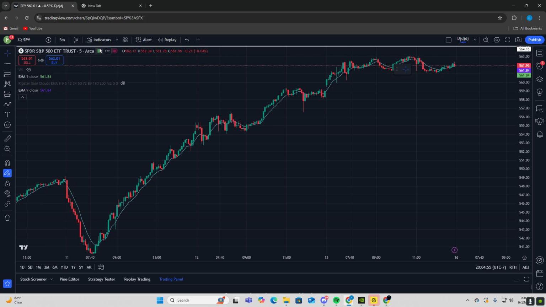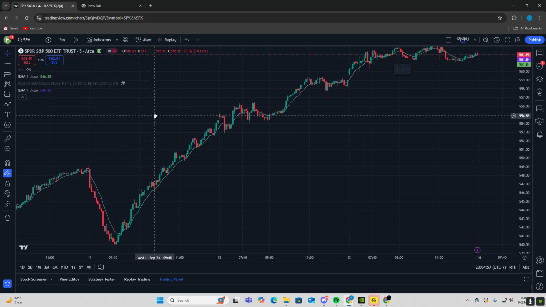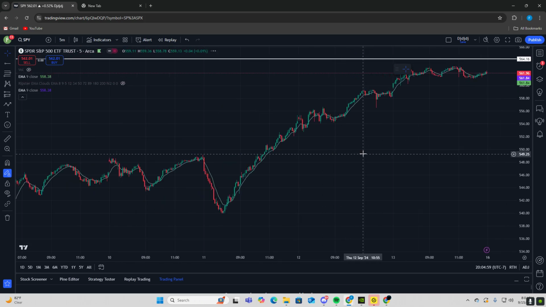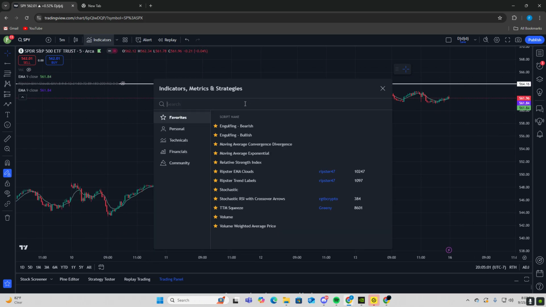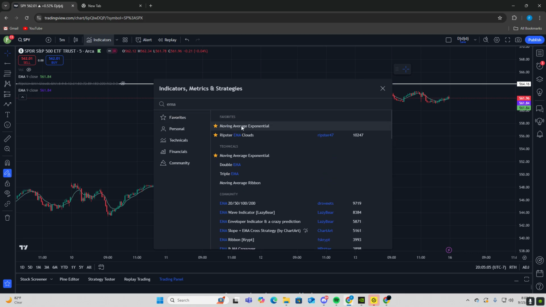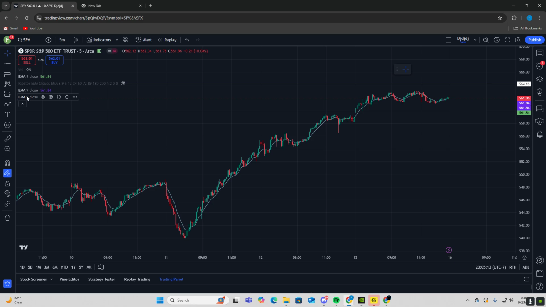So basically on TradingView, you open your TradingView and then you go on indicators, and then you look up EMA. And then you're going to see this option that says moving average exponential. So you're going to hit this 3 times, and once you hit it 3 times, you're going to have 3 of them. And right here you have your EMA 9 close, EMA 9 close, EMA 9 close.